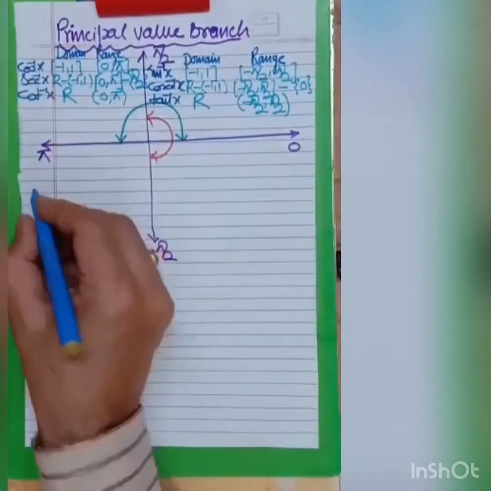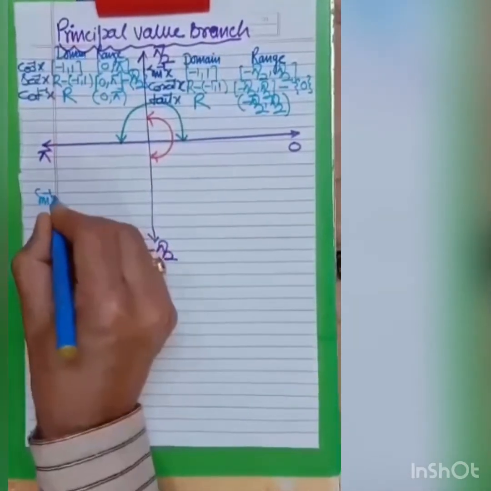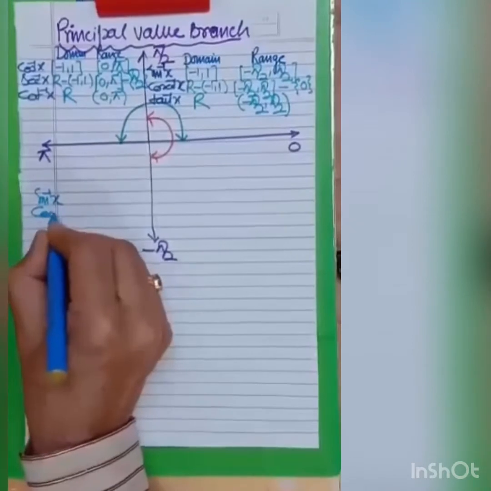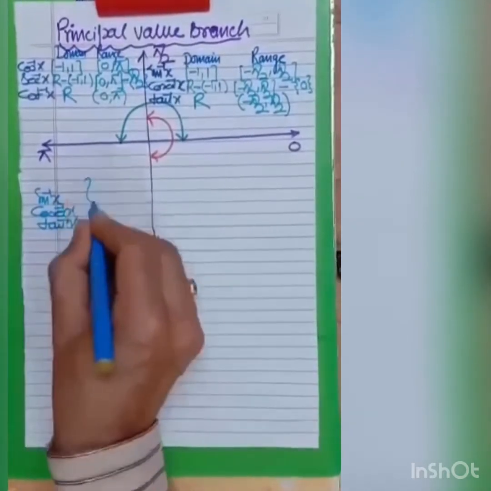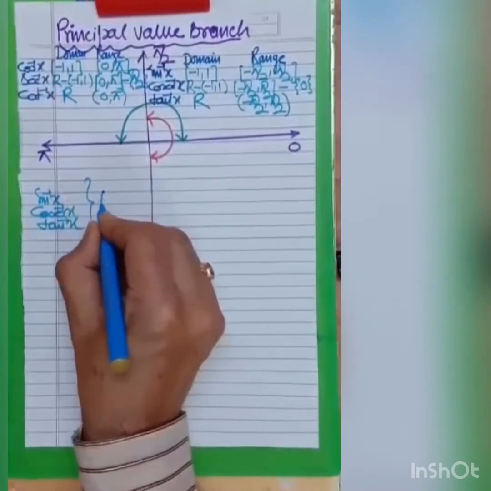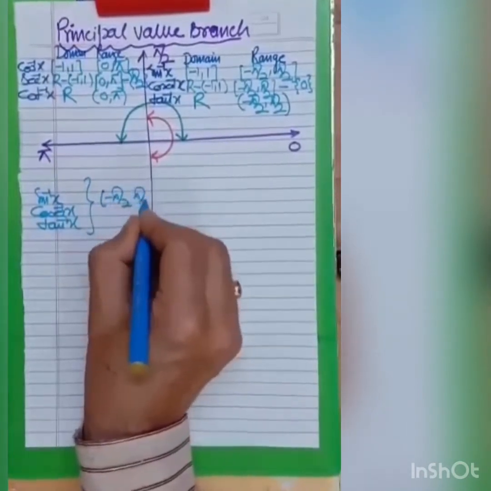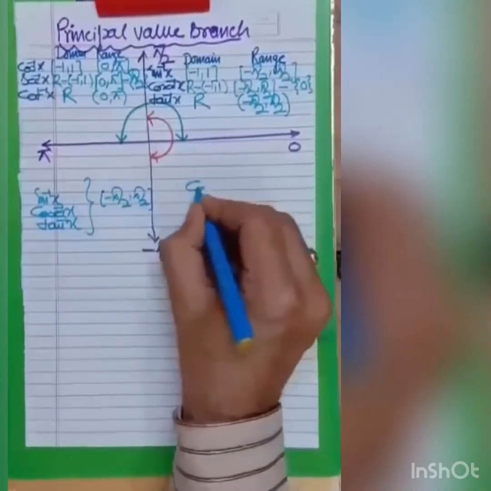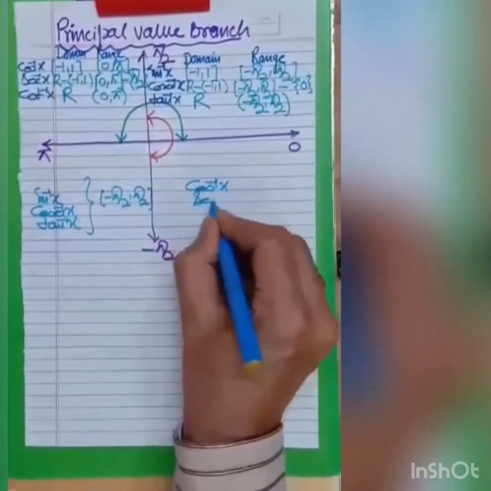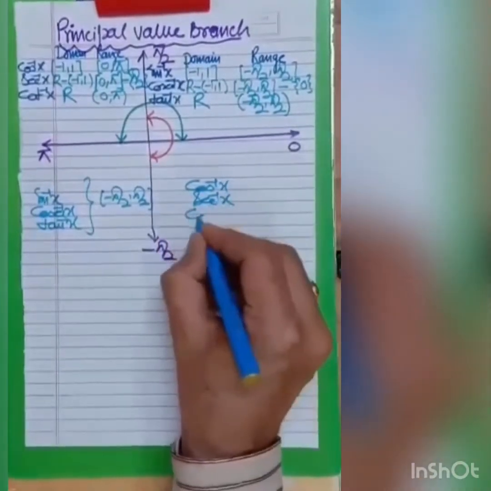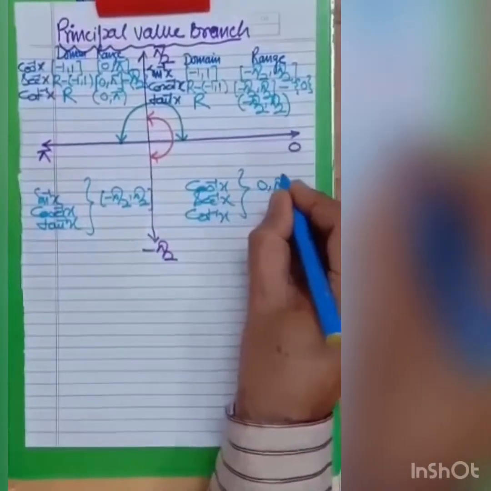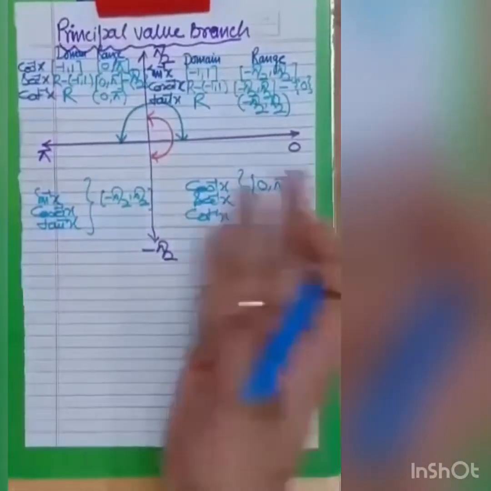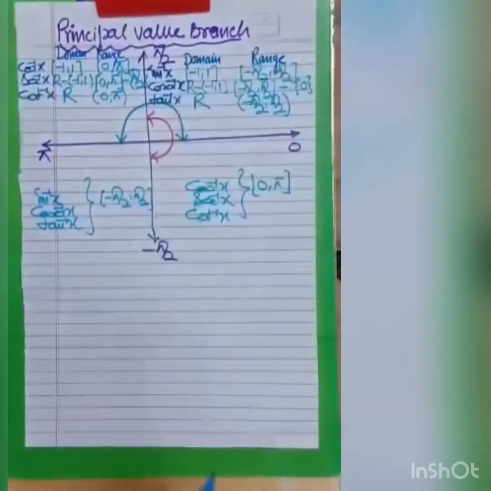For a short way to learn it: for sine inverse, cosec inverse and tan inverse, we have the range from minus pi by 2 to plus pi by 2. And for cos inverse, secant inverse and cot inverse, we have the range from 0 to pi. Open and closed brackets are used accordingly.